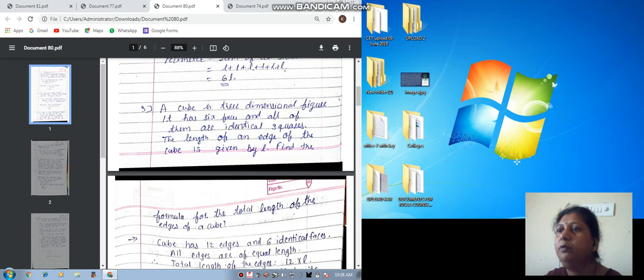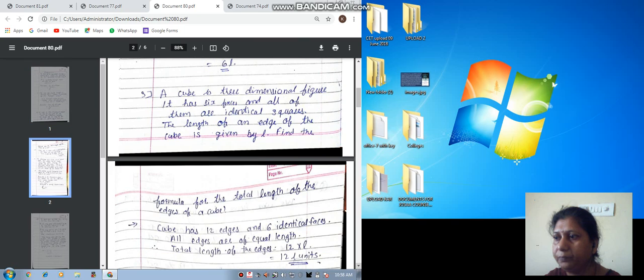A cube, a 3-dimensional figure, has 6 faces. All of them are identical squares. The length of the edge of the cube is given by L. Find the formula for the total length of the edges of the cube. Now see. The cube has 12 edges. Right? So identical faces are 6. So all the edges are of equal length. So the total length of edges is equal to 12 into L, that is 12L. Get it?